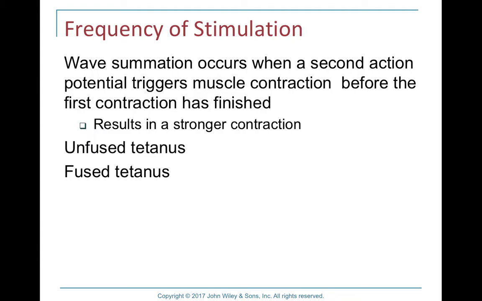When we go through this stimulation, how often or how frequent we stimulate can result in changes to the tension. So when we have wave summation, which we'll show in the next slide, this occurs when we have a second action potential triggered before the first contraction has actually finished. And so this generally will give us a stronger contraction.